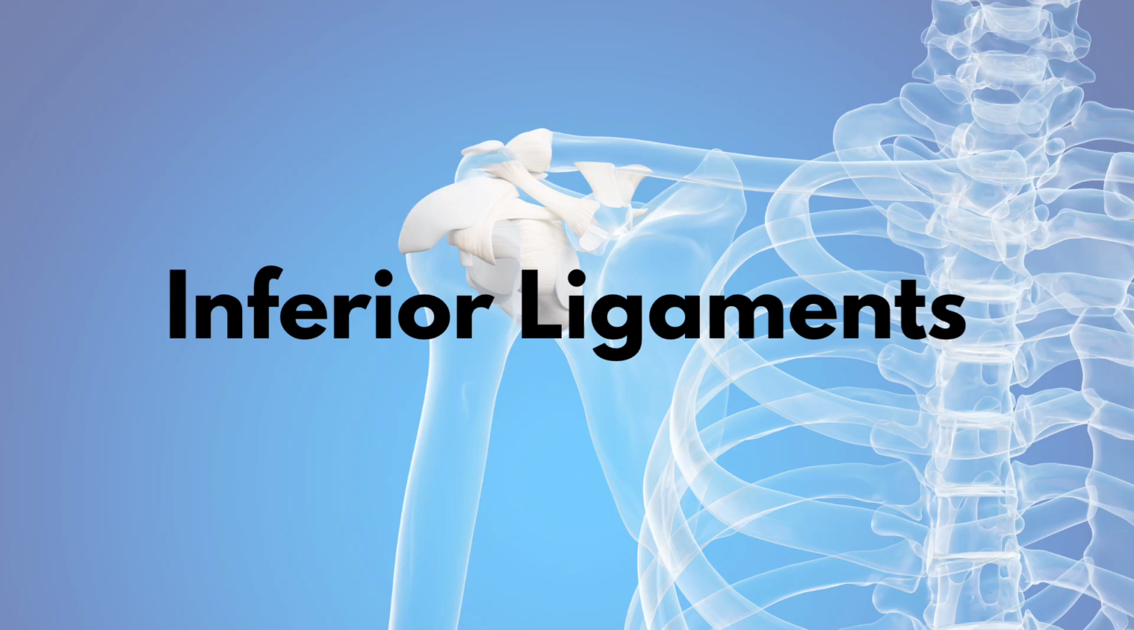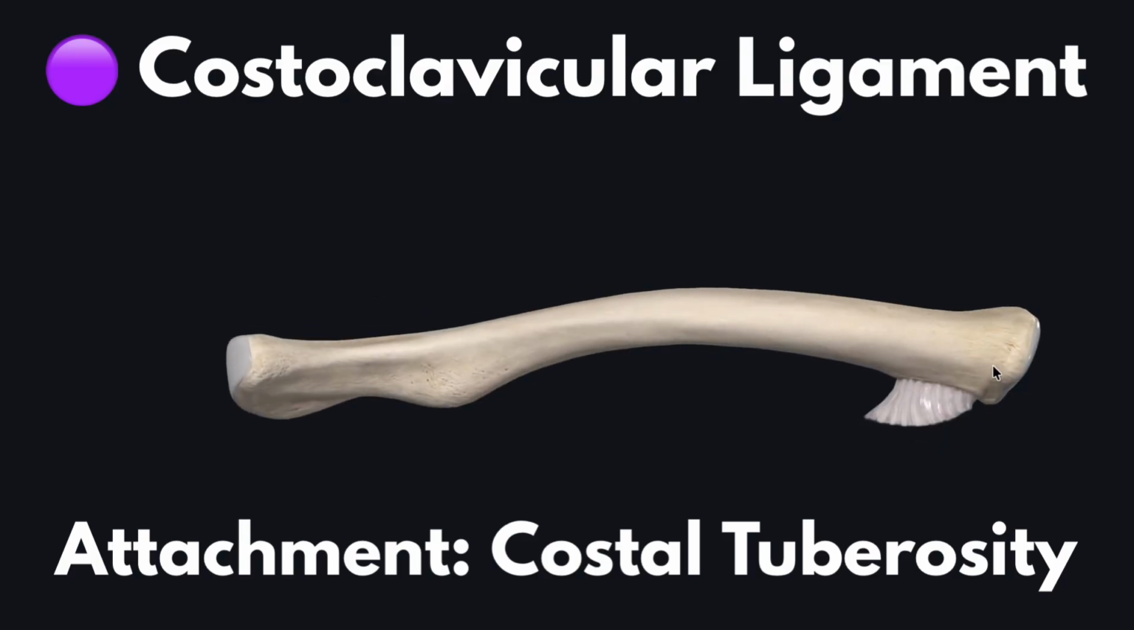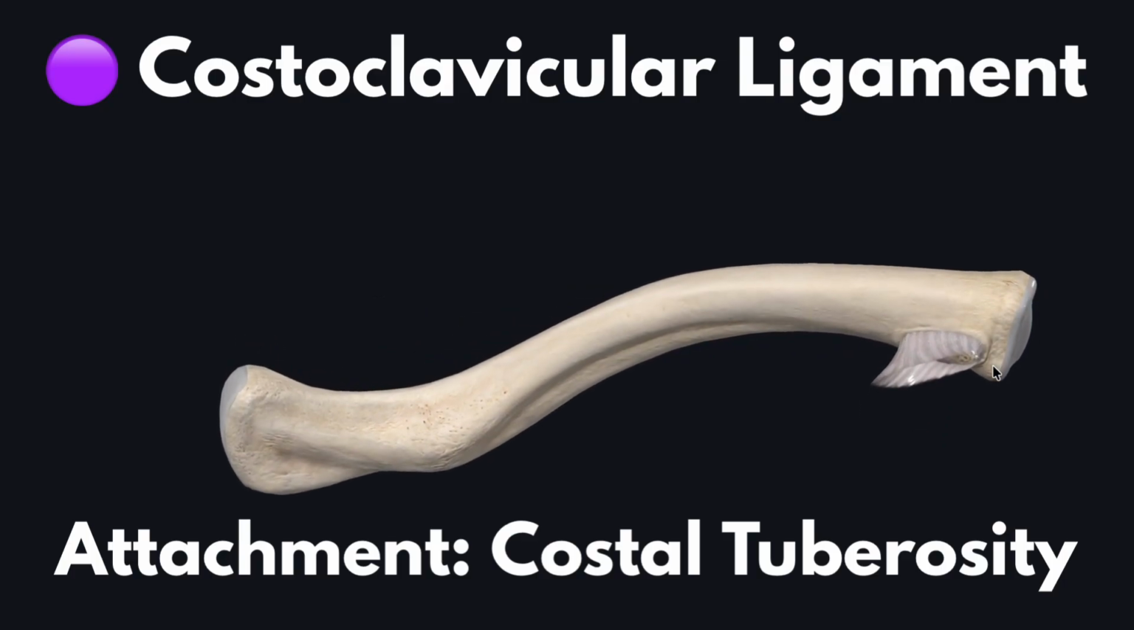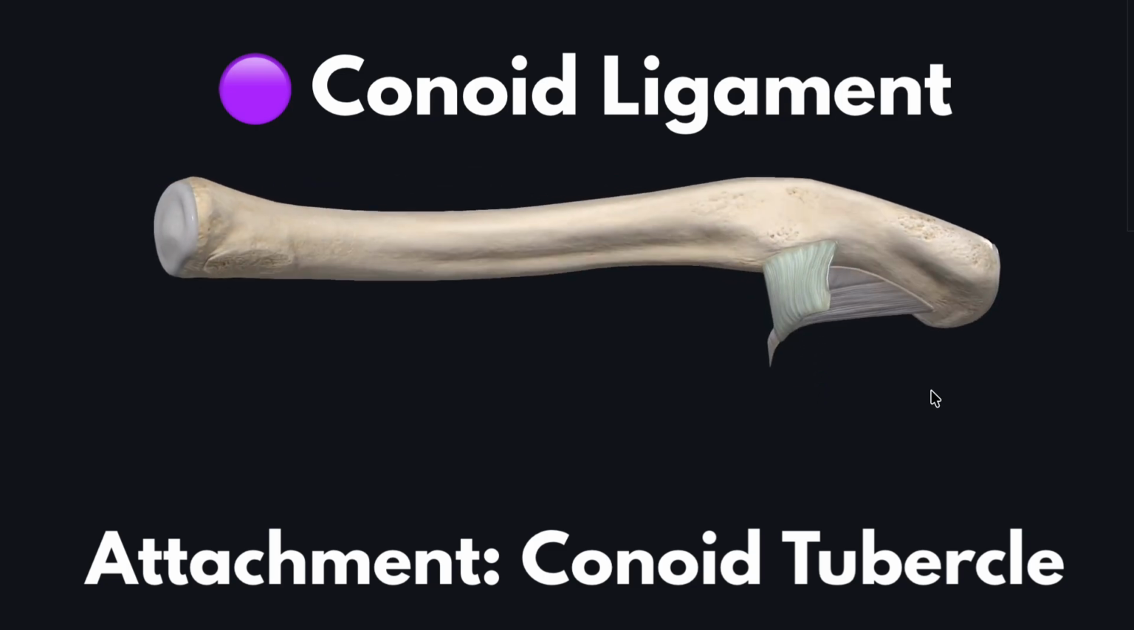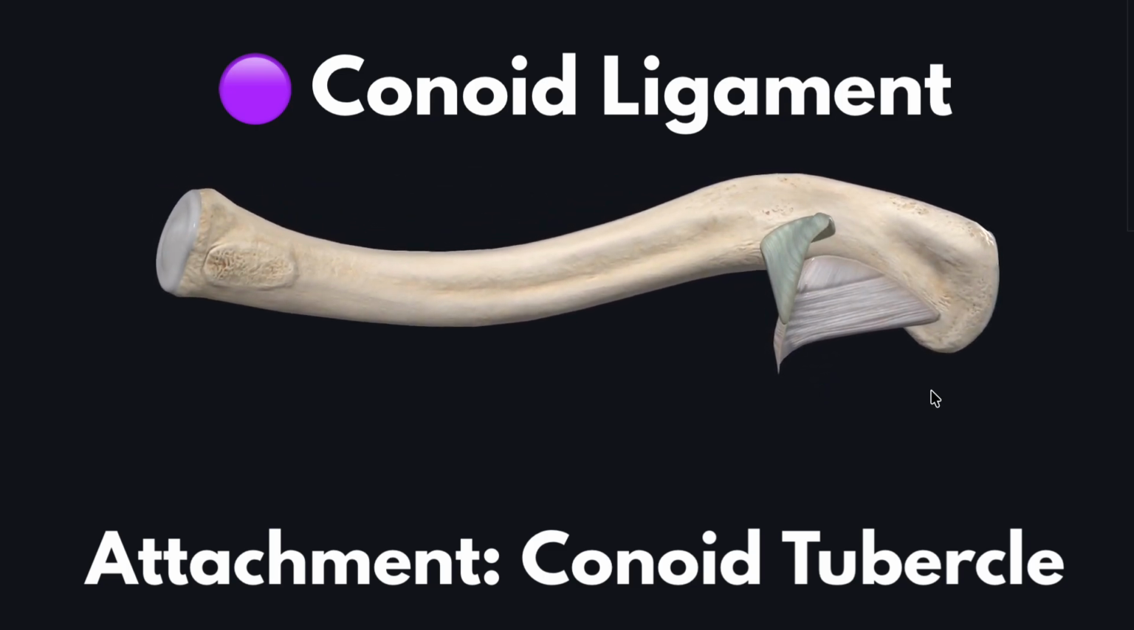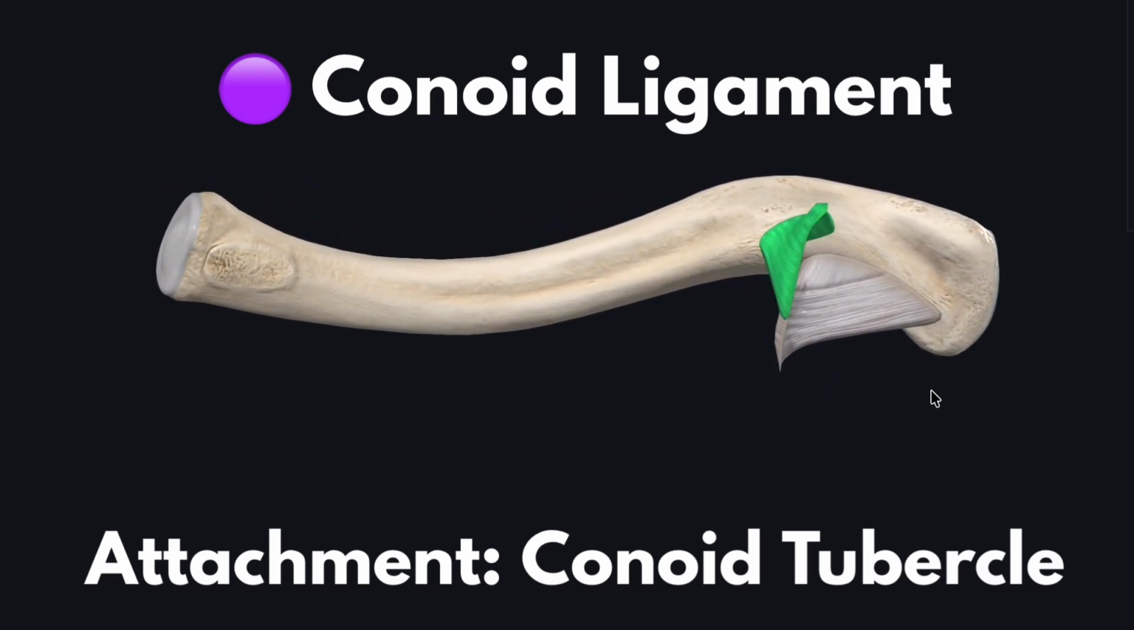Finally, let's complete the clavicle with its ligaments. The first supporting ligament is the Costoclavicular Ligament. The Conoid Ligament forms the medial part of the Costoclavicular Ligament and attaches to the conoid tubercle.